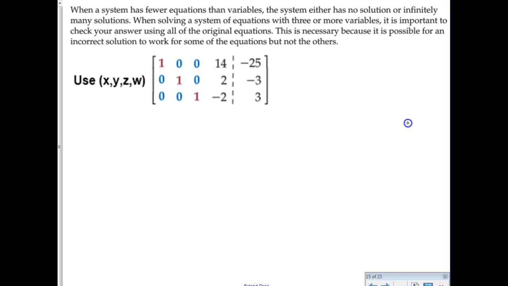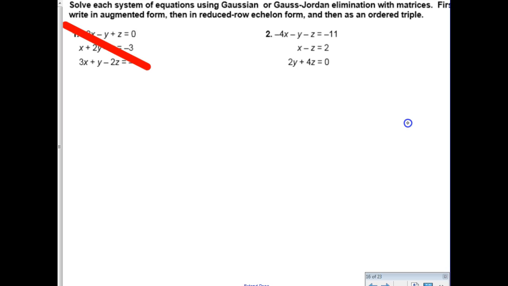So on your paper, can you find... apparently we're not doing 1, can you find... you know what, I like number 1. Let's uncross that out. Number 1. What we need to do is enter this system as a matrix. And we're going to enter it as an augmented matrix.